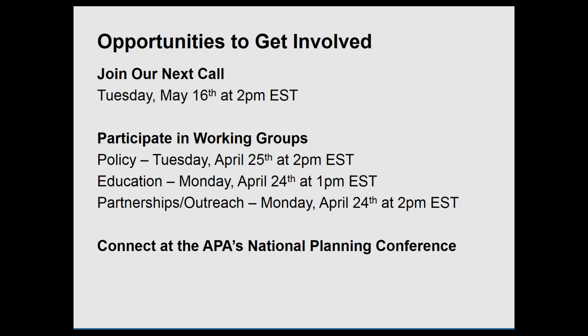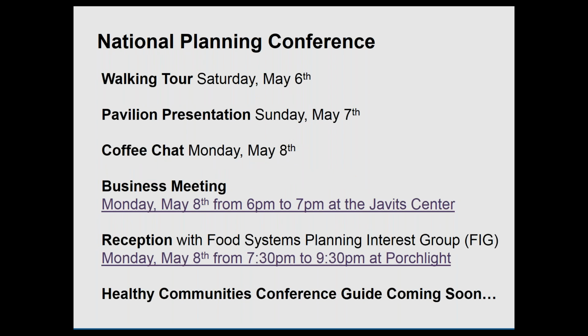We also have several opportunities to connect at APA's National Planning Conference in New York City in May. At the National Planning Conference, we'll have a walking tour, we'll do a pavilion presentation, we'll have an informal opportunity to connect over coffee, and we'll have a business meeting, which will be key because our working groups will begin to prioritize our action for the next year. And we'll have a joint reception with the food interest group on the Monday evening of the conference.